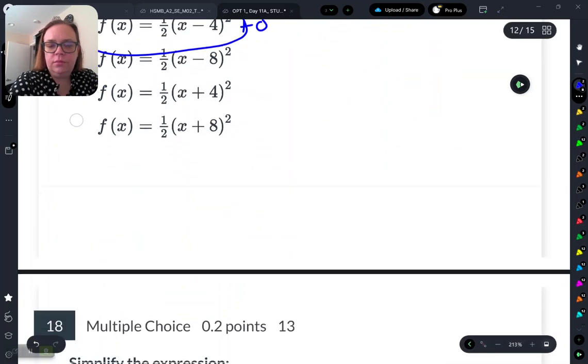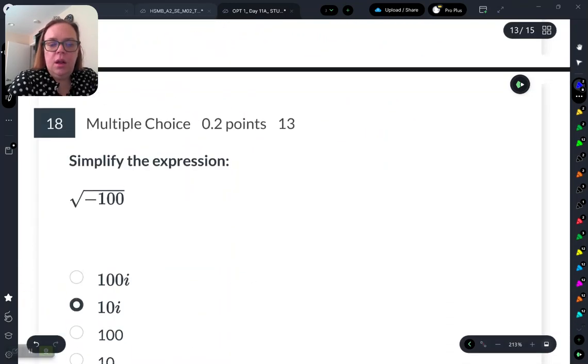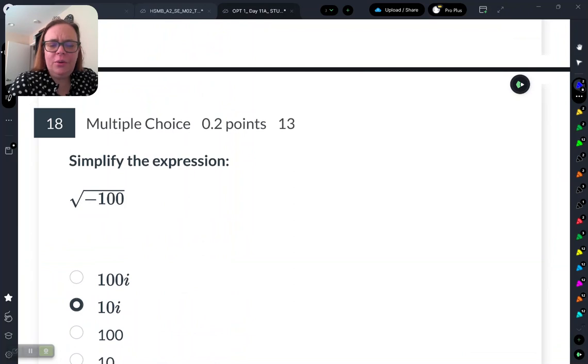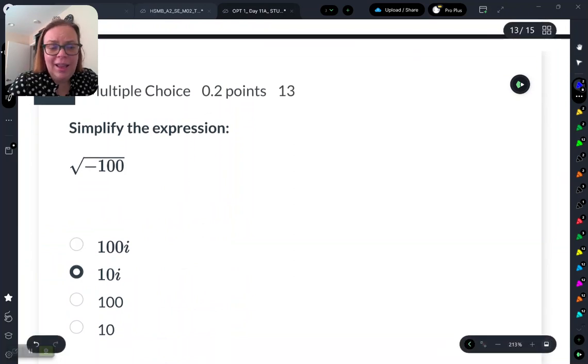All right, number 18 is like the first one. It's just using i again. Square root of 100 is 10, so you get 10i, because of the negative.